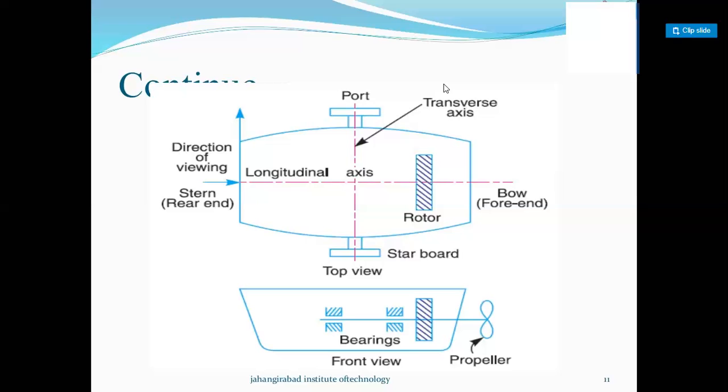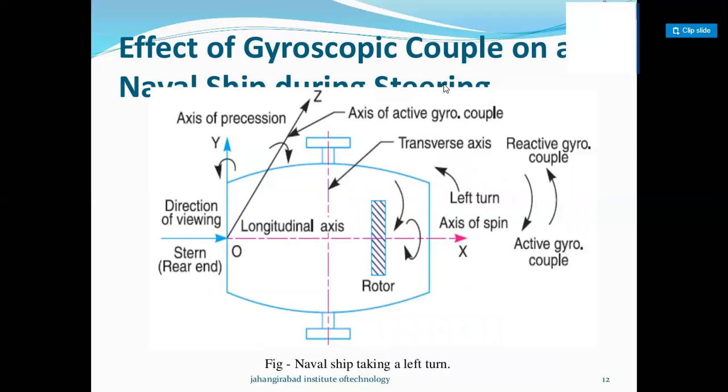The first case is a left turn with a clockwise rotor: gyroscopic effect on steering of a naval ship. This is the effect of the gyroscopic couple on the naval ship during steering. When the ship takes a left turn and the rotor rotates in a clockwise direction viewed from the stern, or the rear end, the gyroscopic couple acting on the ship is analyzed in the following way.